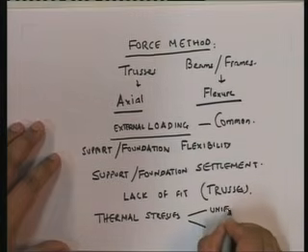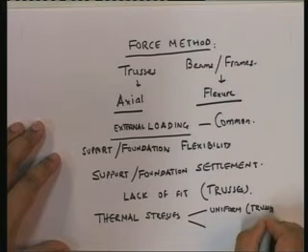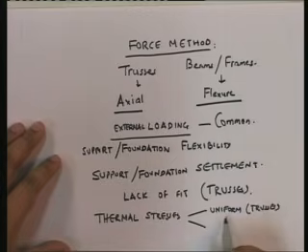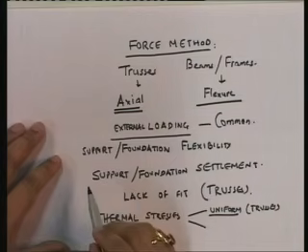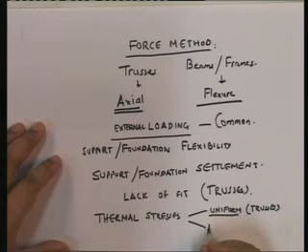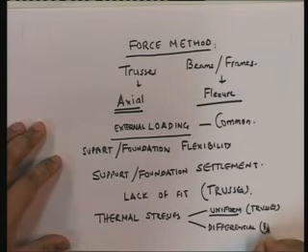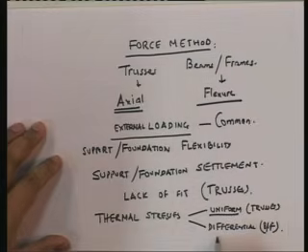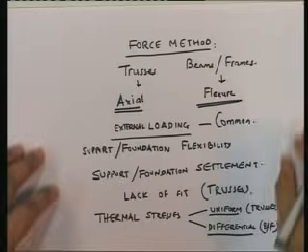Uniform for trusses. Why? Because you have to understand, uniform gives rise to axial, and differential for beams and frames. Why differential? Because differential is what gives rise to flexure.